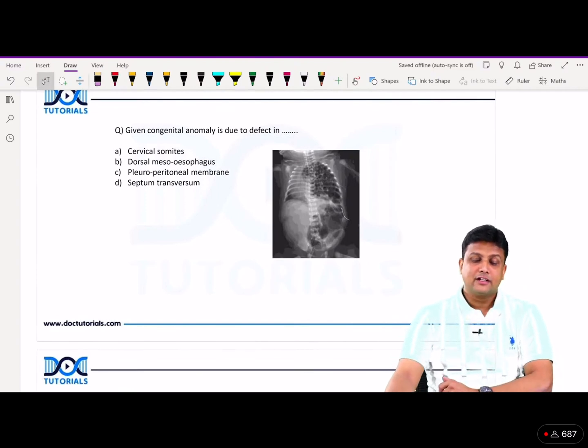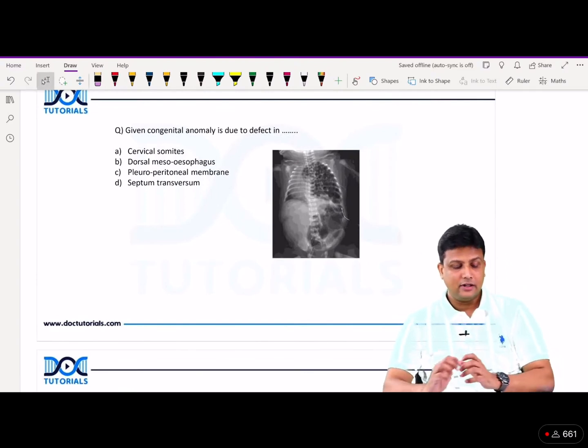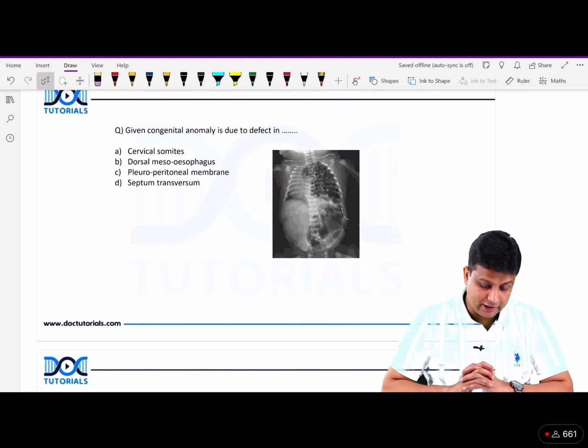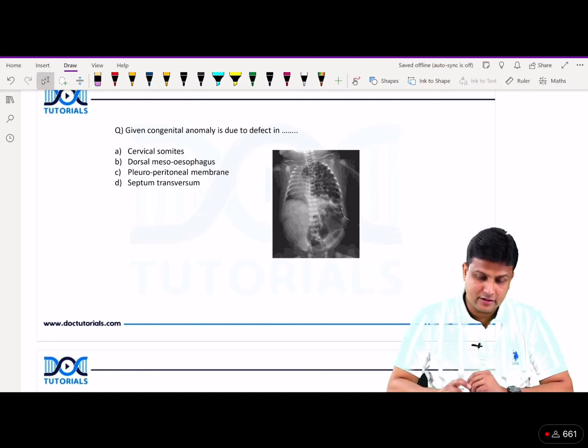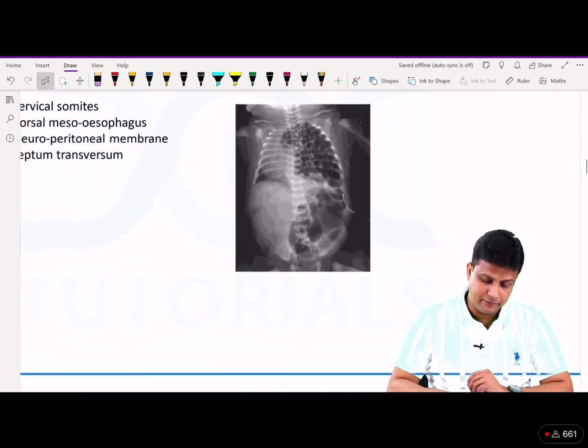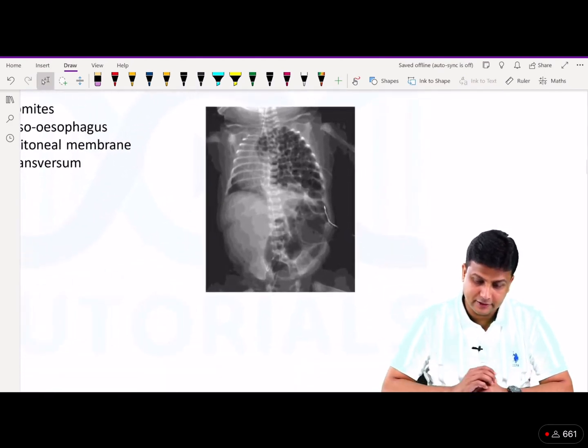Now, moving on to the next concept here. The next concept is, given congenital anomaly is due to defect in. Again, as I said, the image was given as a radiological image, and you have to identify this congenital anomaly. So, before I teach you, can anyone look at this radiology image here and tell me what this anomaly is, guys?